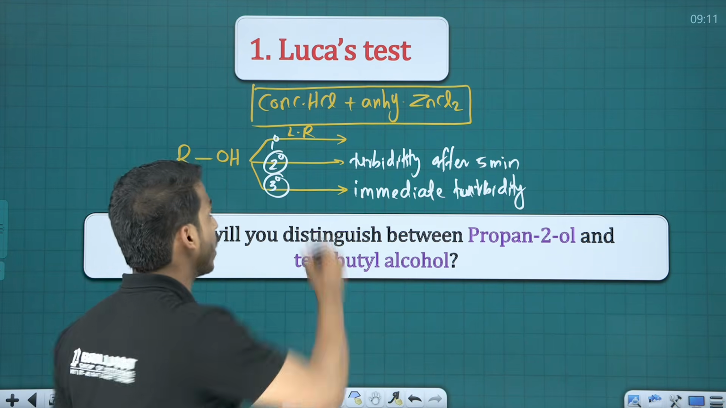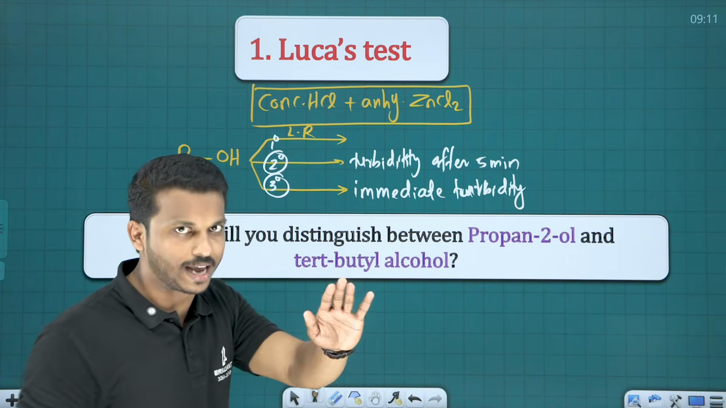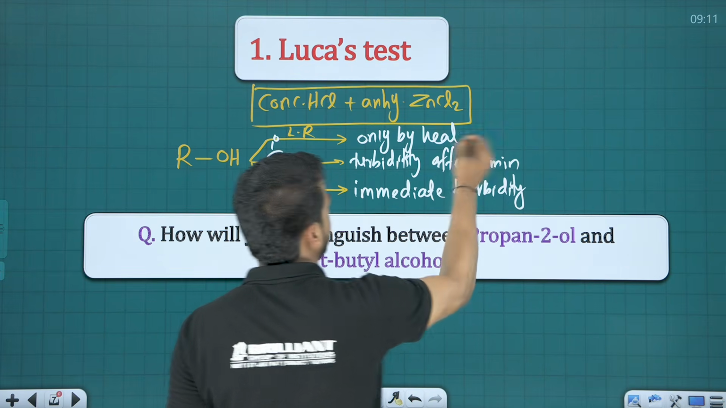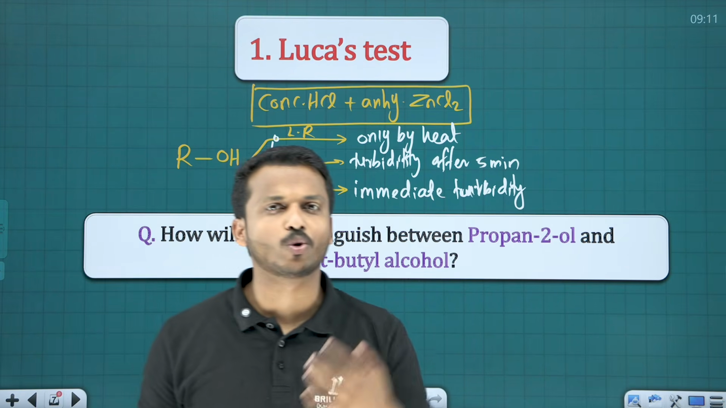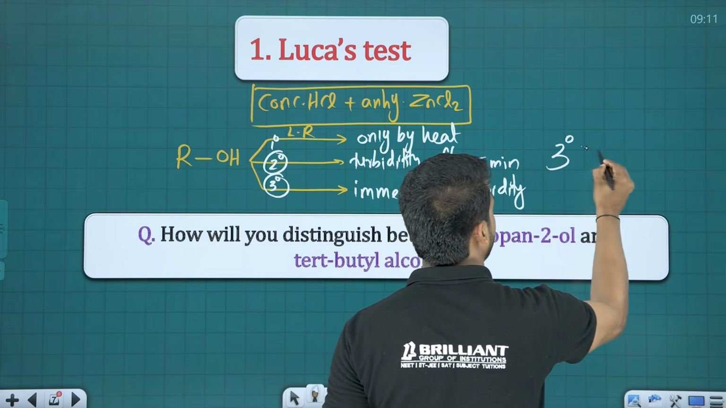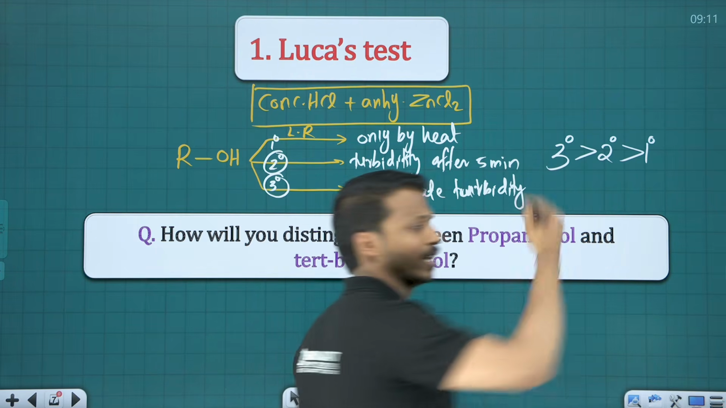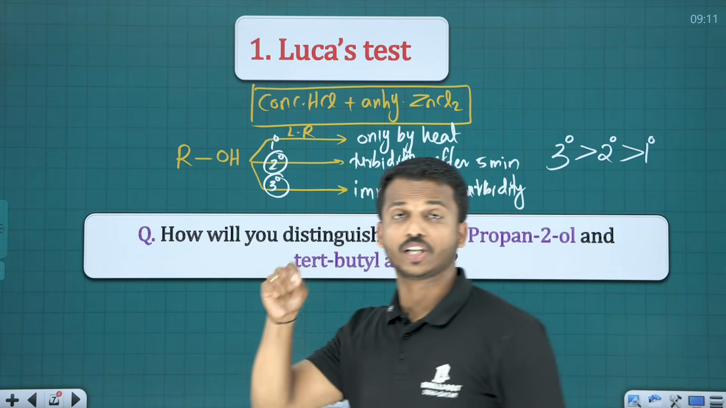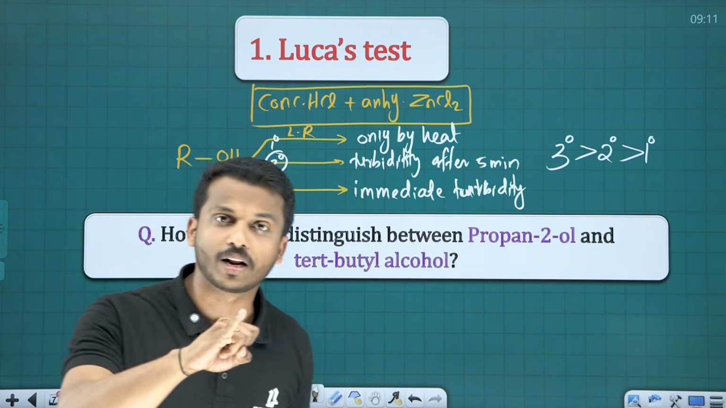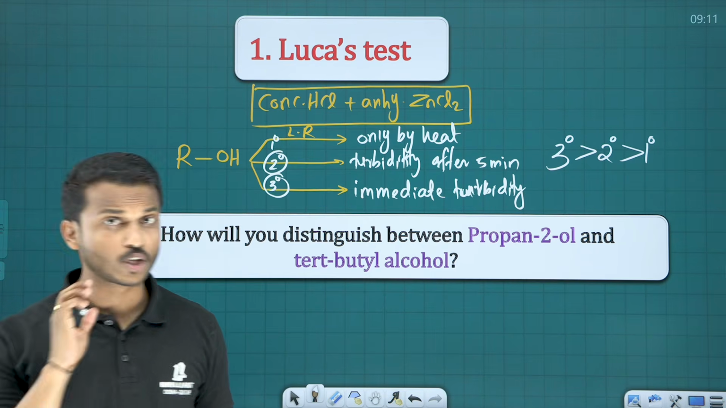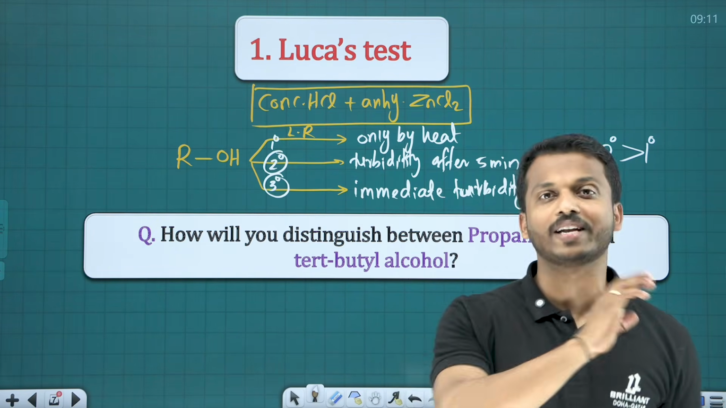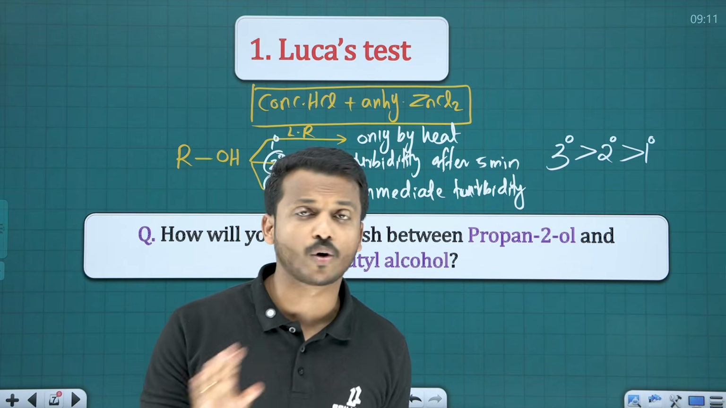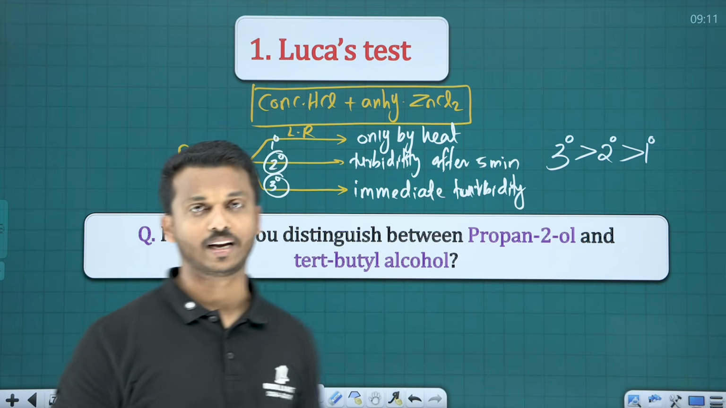Which alcohol is more reactive towards Lucas reagent? Tertiary, then secondary. What about primary? In normal condition, no reaction, but it gives turbidity only by heat. So the order is tertiary greater than secondary greater than primary, like our SN1 mechanism. What is the purpose of the Lucas test? To distinguish between primary, secondary and tertiary alcohol. Tertiary alcohol gives immediate turbidity, secondary alcohol gives turbidity after 5 minutes, whereas primary alcohol gives no reaction in normal condition, only by heat it can give turbidity.